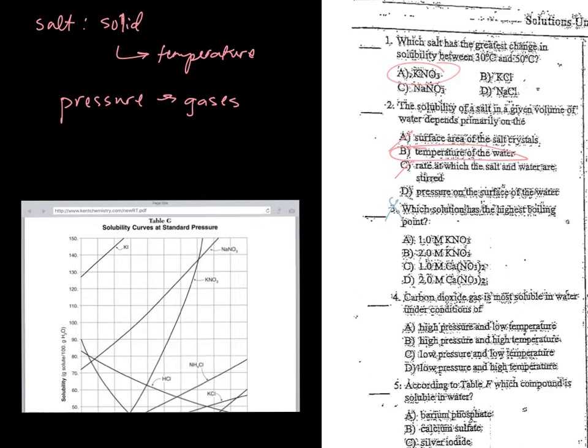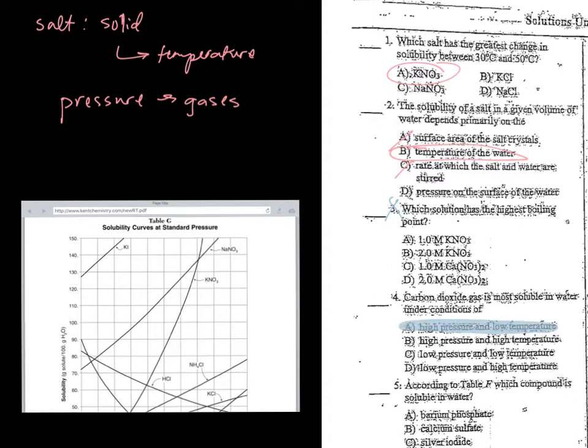Carbon dioxide gas, as I was saying before with number 2, is most soluble in water under conditions of what? So carbon dioxide gas happens to be in soda. So when is soda most desirable? That's the analogy I used for you guys, and that is under high pressure and low temperature. Choice A.